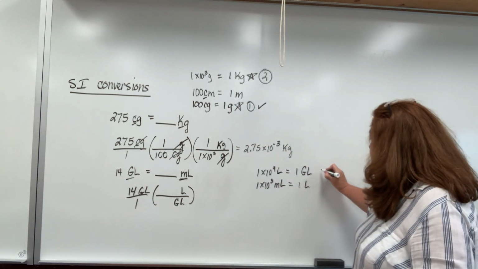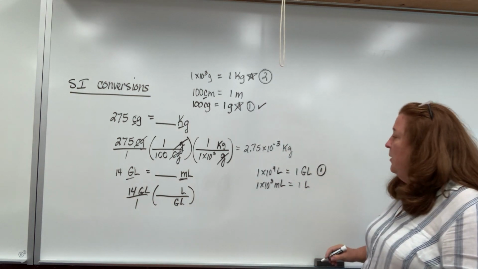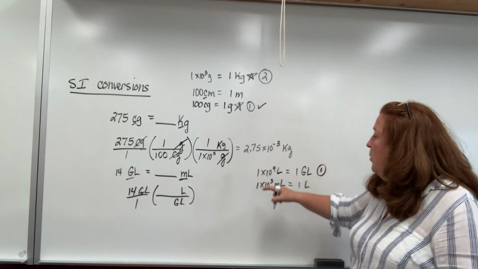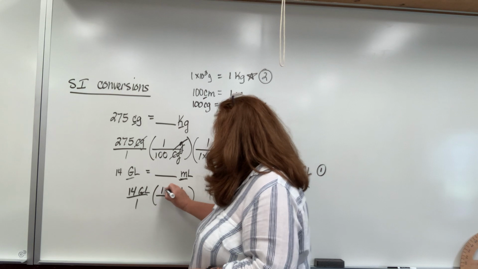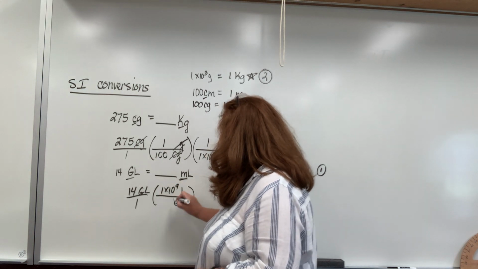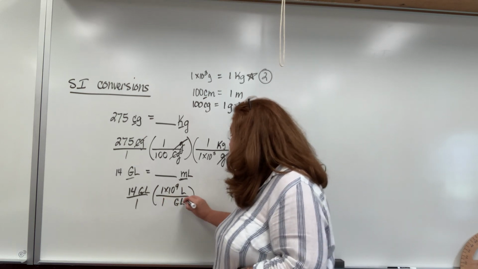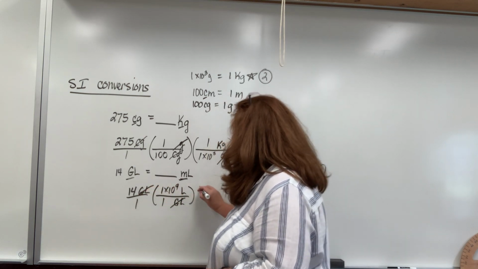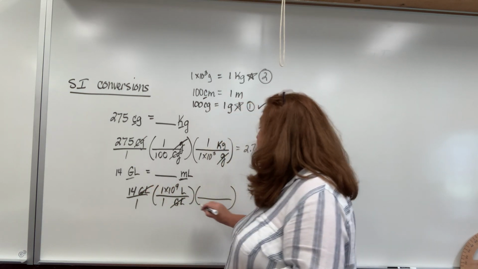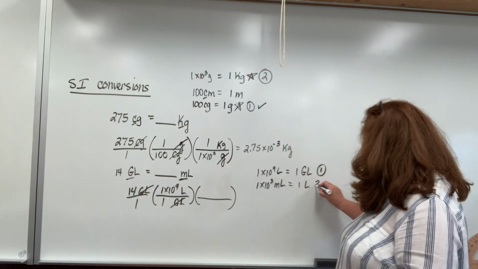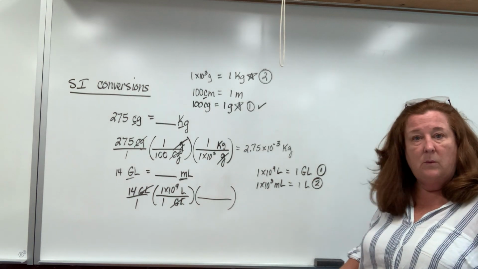So then, this is the one I'm going to use first. That's the one that has gigaliters in it. So in front of the liter, I put 1 times 10 to the 9th. In front of gigaliter, I put a 1. That's going to make the gigaliters cancel out. Now I can go from liters to milliliters. So I'm going to use this one second.